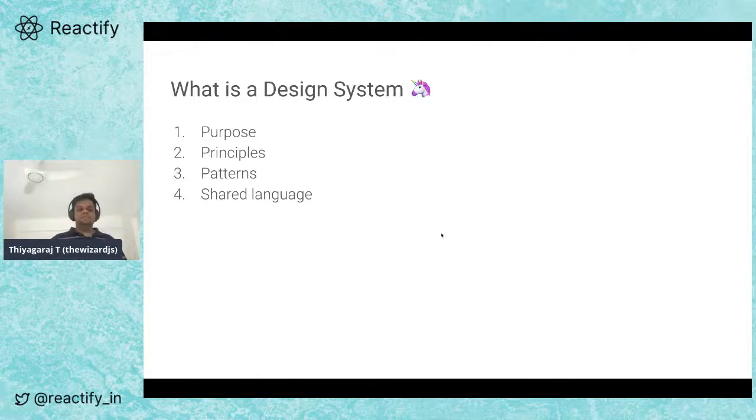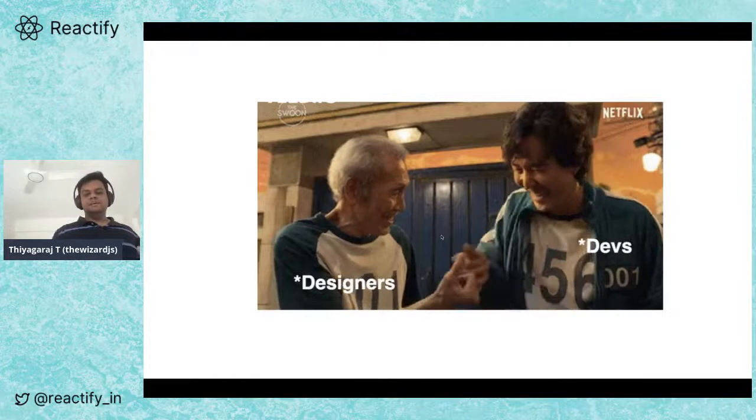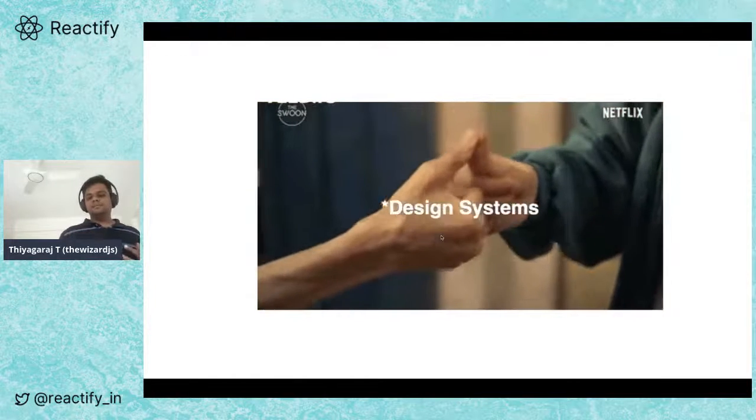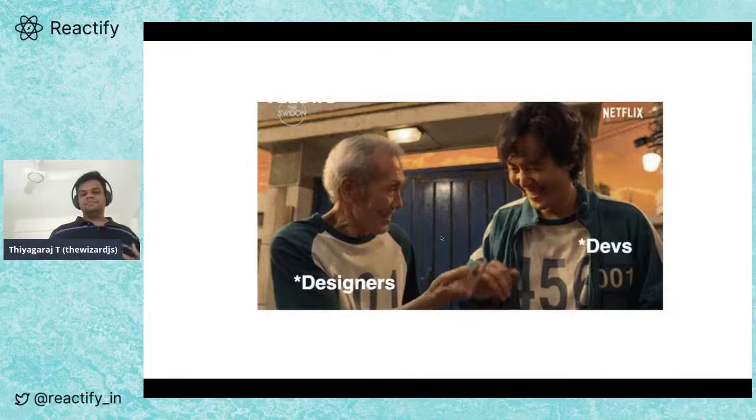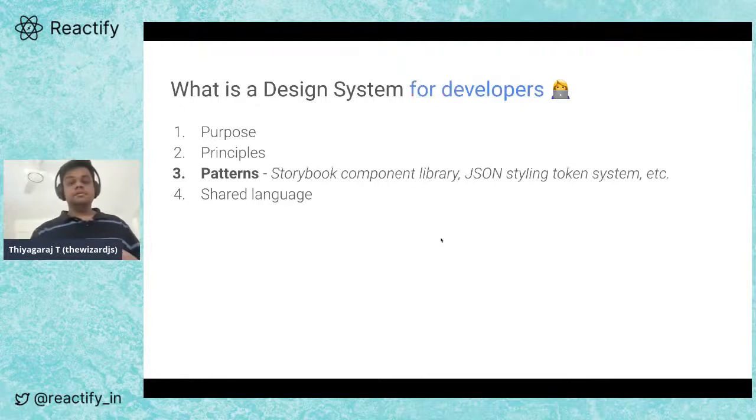So patterns are slightly different for different types of people, different teams, I would rather say. For designers and developers, I think patterns is where the match is. For example, for a designer it may be Figma components, the component inventory, and design tokens. For developers, it might be the Storybook component library and a JSON styling system, which corresponds to the token system in design.